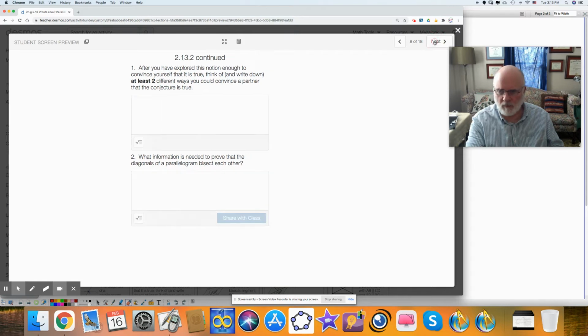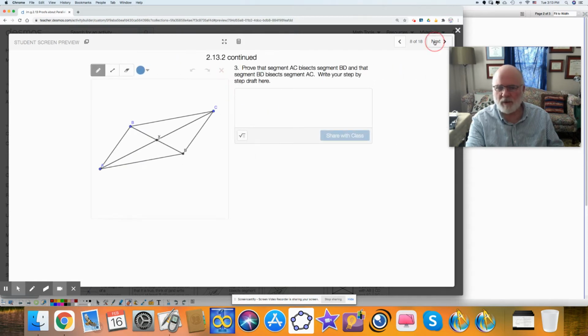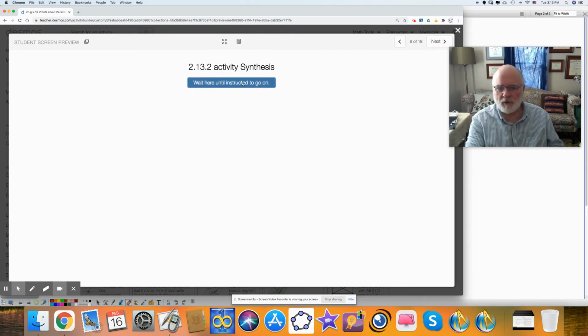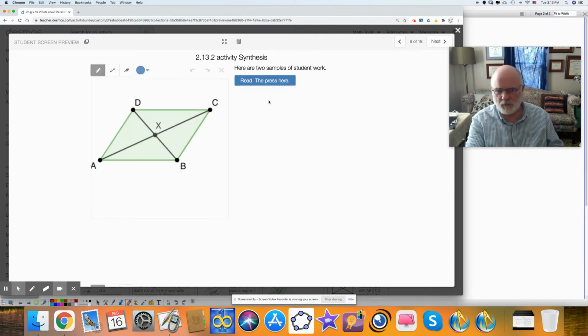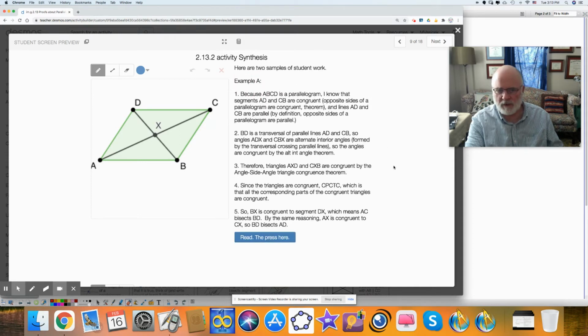Afterward, you can come up with some idea on how you might do it. And finally, we'll look at the activity synthesis. Here are two examples of student work. And we'll read this, and I'll mark the drawing as we go through it.